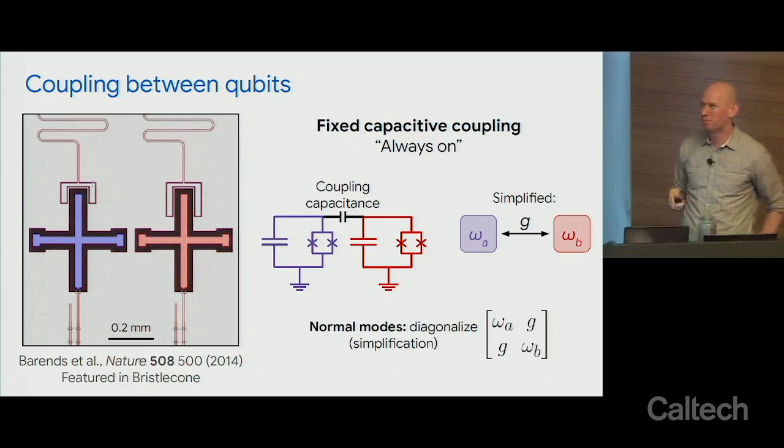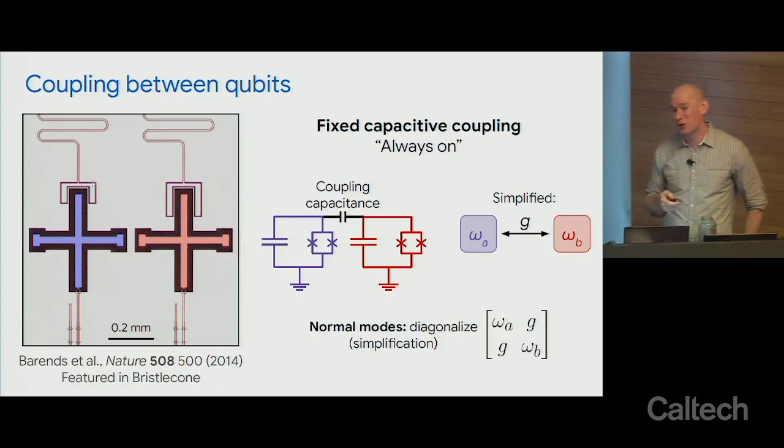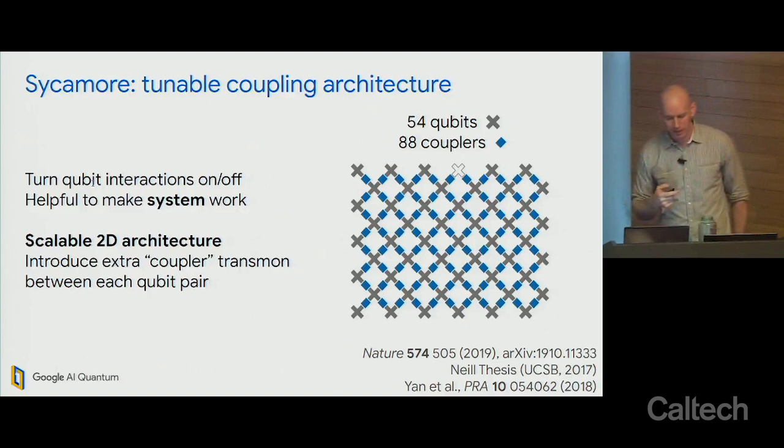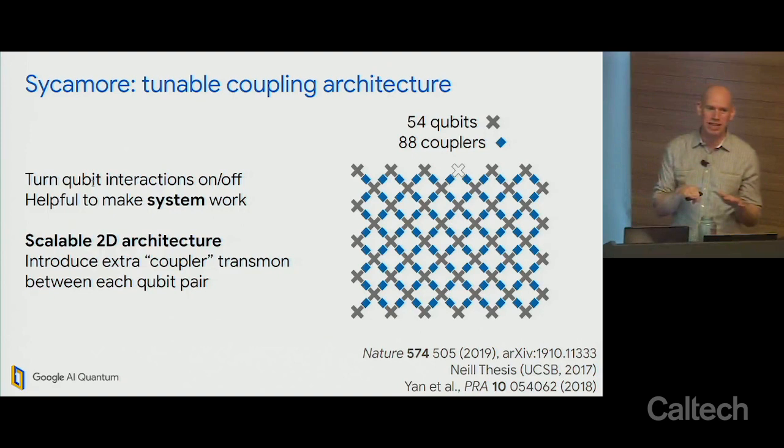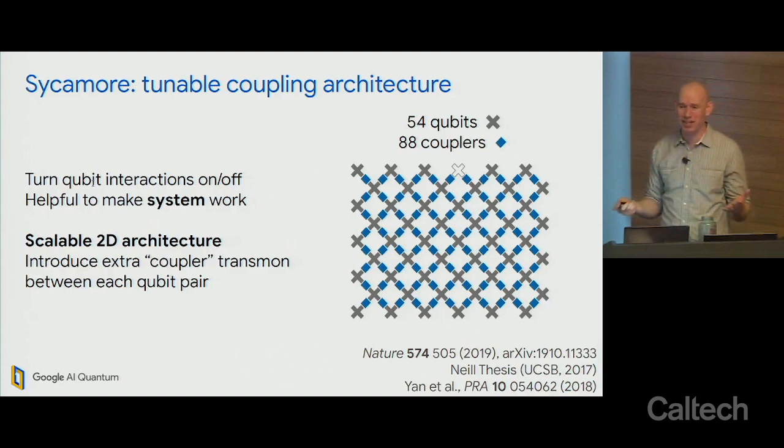Now, one feature of this coupling is that it's always on. It's just a fact of nature that these two qubits are next to each other and they're sensing each other. And that's something that you have to be careful with when you're trying to build a large system with a lot of qubits that can potentially talk to each other. Because of that, in the Sycamore architecture, we've adopted something called tunable coupling, where we adopt a little bit of complication in order to be able to turn off the interactions between neighboring qubits. And it turns out that this was essential to actually making the whole system work, because it's much easier to have a qubit operate when you don't have to worry about what its neighbors are doing.